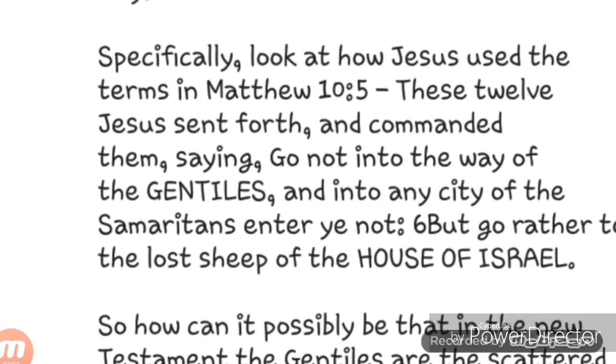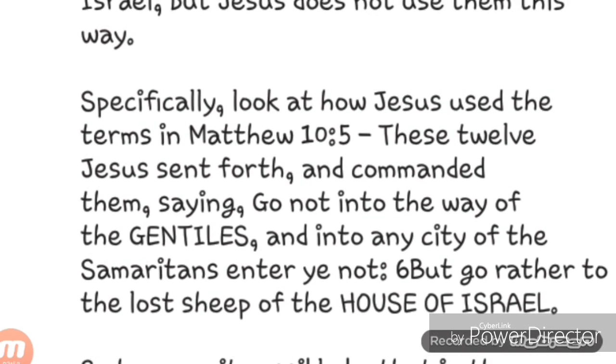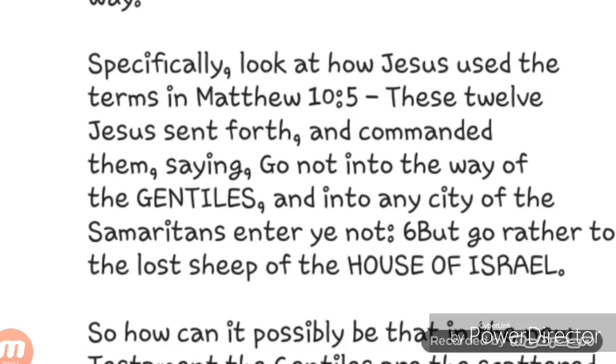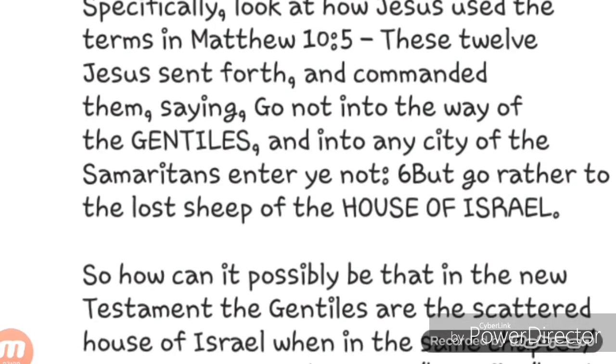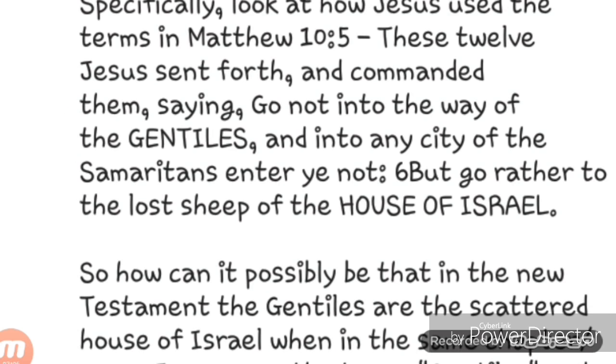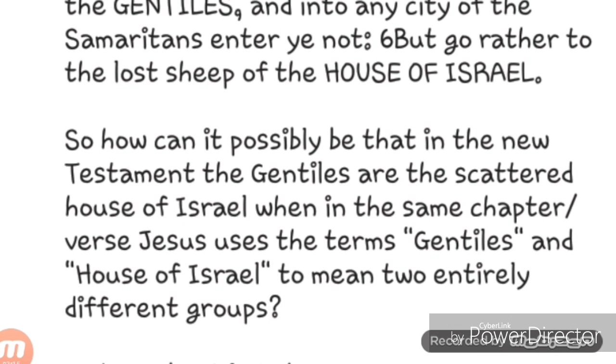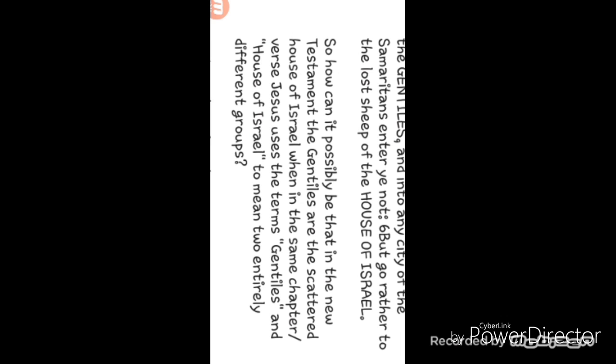But first, we got to understand Matthew 10:5. It says, these 12 Jesus sent forth, commanded them, saying, go not into the way of the Gentiles. Then he further explains it, and into any city of Samaritans enter ye not, but go rather to the lost sheep of the house of Israel. So the Gentiles there were the actual Gentiles of this nation, the different class of Gentiles, because there are two different types, like he stated. It means two entirely different groups, which is correct. All right.